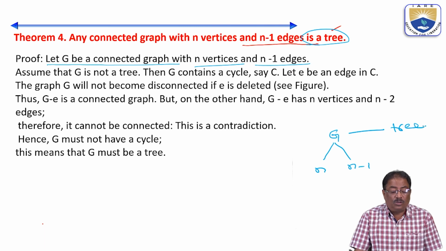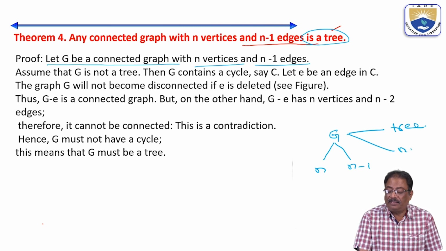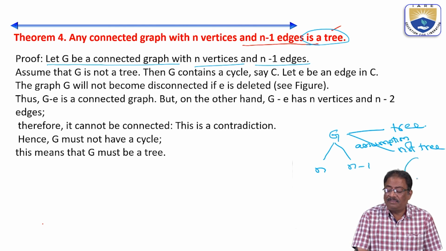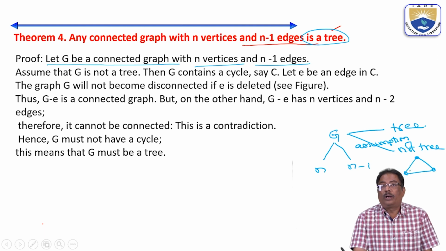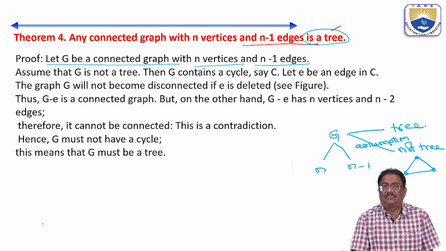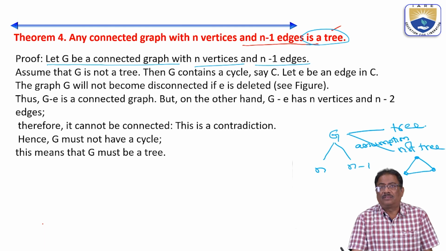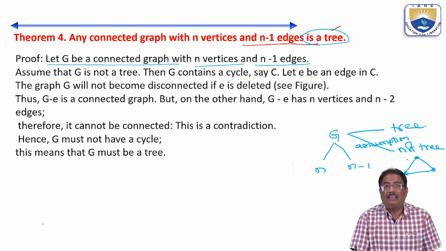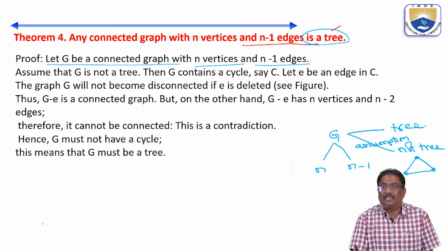So let us assume that it is not a tree. This is our assumption. If it is not a tree, then it is having a cycle. If it is having a cycle, then between at least one pair of vertices there will be more than one path. So G contains a cycle.